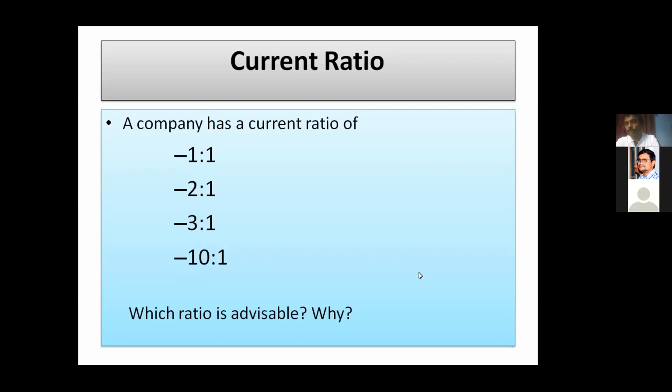But too low a current ratio is not good for any organization. This is how we need to look at the liquidity position of the company. Hope this is clear to all of you. If there are any questions, quickly in a minute we'll run through those questions and then I'll proceed with the next slide. Over to participants, please.